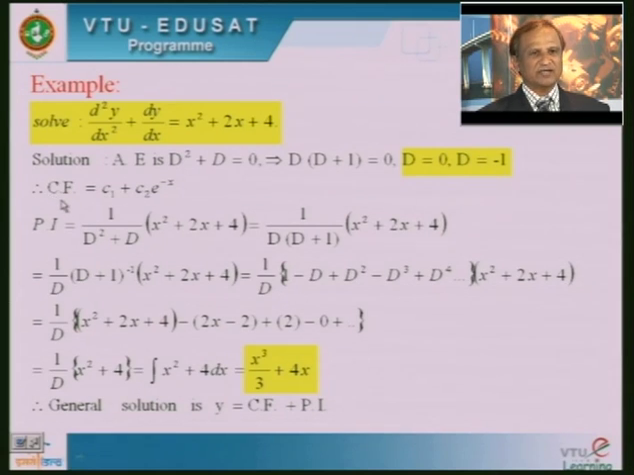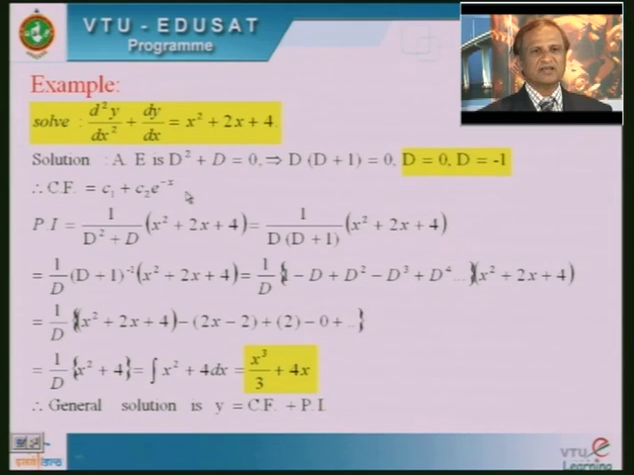So, now we are able to write down the complementary function: C1 plus C2 into e to the power minus x. How do you say that? You will get C1 plus C2 into e to the power minus x because the roots are 0 and minus 1. If you want, we can write C1 into e to the power 0x plus C2 into e to the power minus x. So, e to the power 0 is 1, that is why the first term becomes C1 only, plus C2 into e to the power minus x. Because of the nature of the roots, we are able to obtain this type of complementary function.